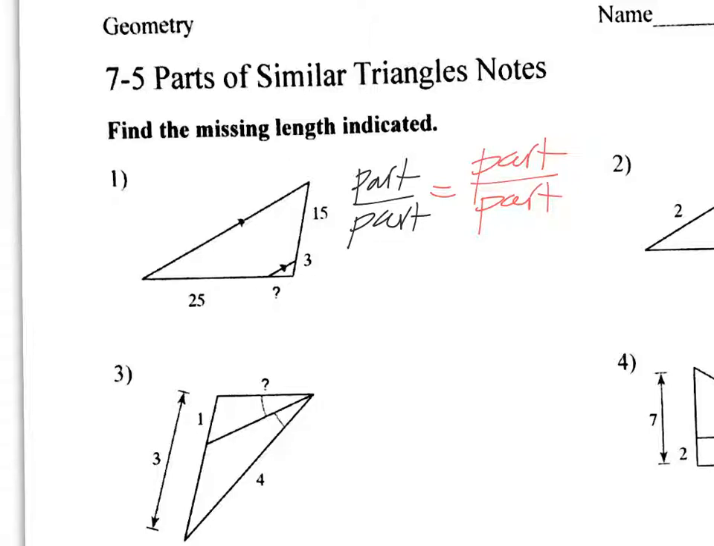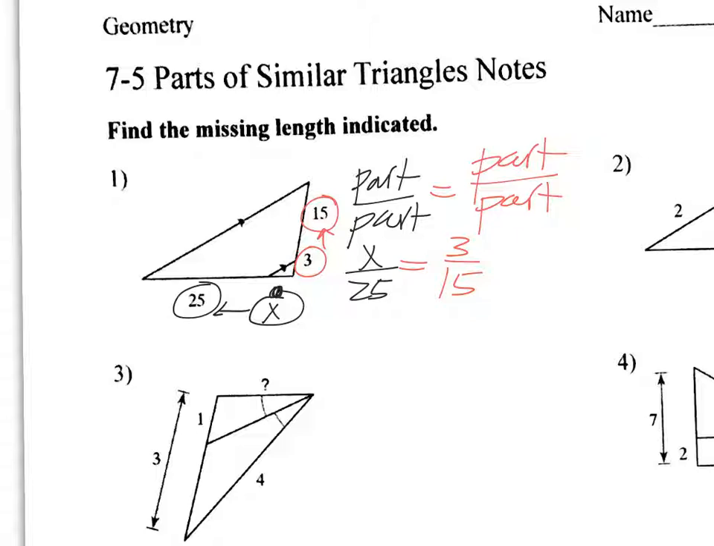So I'm going to call this X here. So this is a part, and this is a part. This is a part, and that's a part. So I just set up my proportion. So if I do, say, X over 25, then I have to do 3 over 15. So X over 25 has to equal 3 over 15. So X goes with the 25, 3 over the 15.